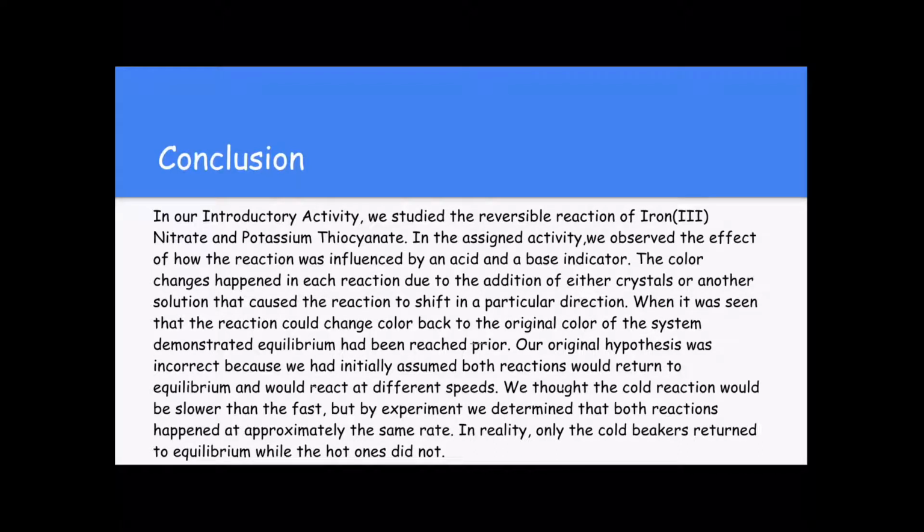When it was seen that the reaction could change color back to the original color of the system, it demonstrated equilibrium had been reached prior. Our original hypothesis was incorrect because we had initially assumed both reactions would return to equilibrium and would react at different speeds. We thought the cold reaction would be slower than the hot, but by experiment we determined that both reactions happened at approximately the same rate. In reality, only the cold beakers returned to equilibrium while the hot ones did not.